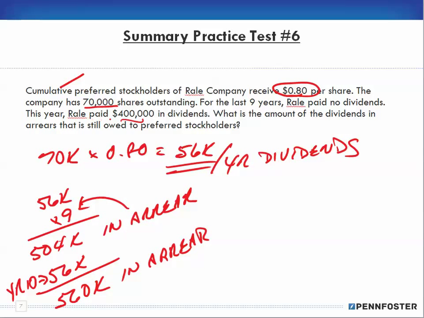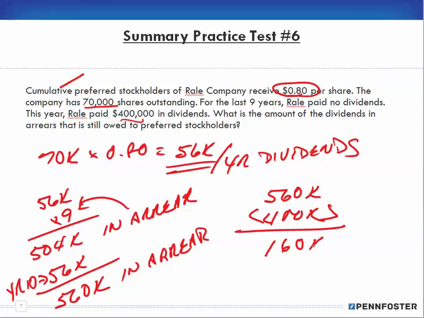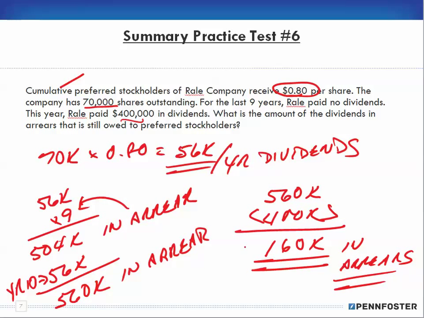And it says this year, which is year 10, 400,000 is paid in dividends. So if they're owed 560 and this year they're being paid 400, that means they're still owed $160,000 for the dividend. So now at the end of year 10, they're in arrears for $160,000.